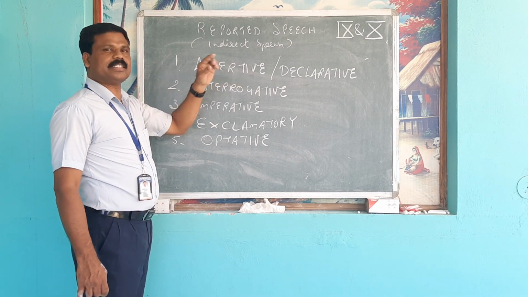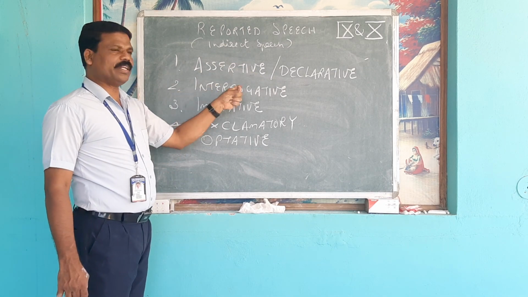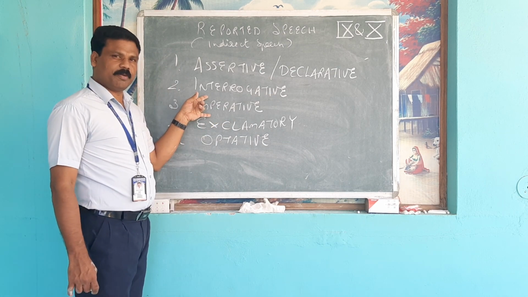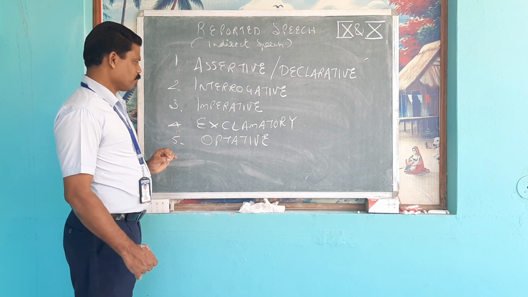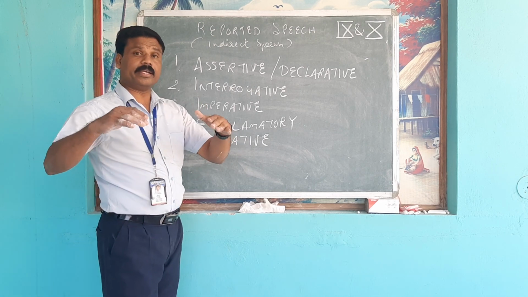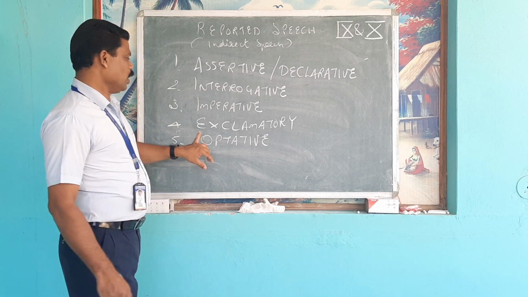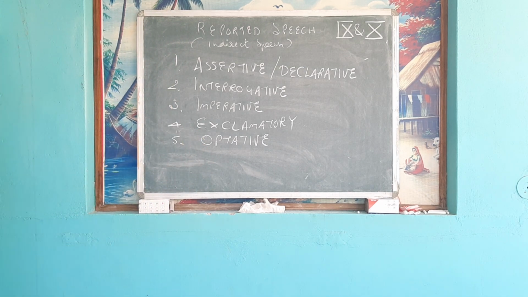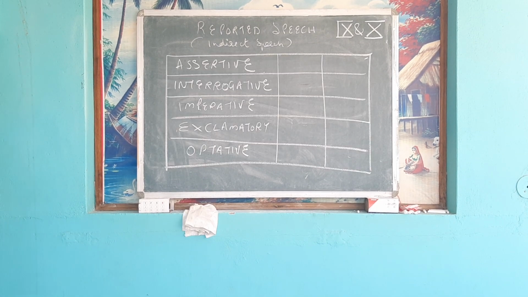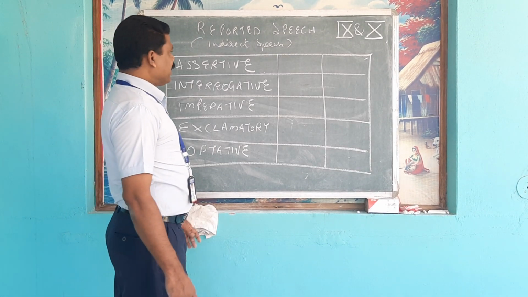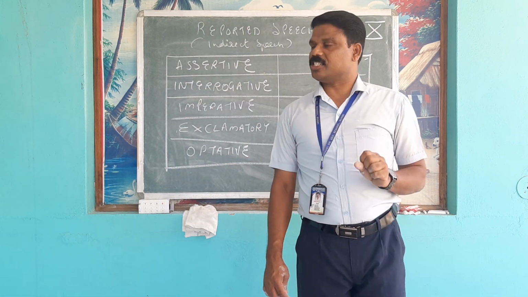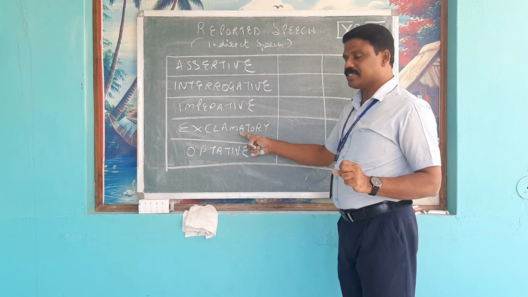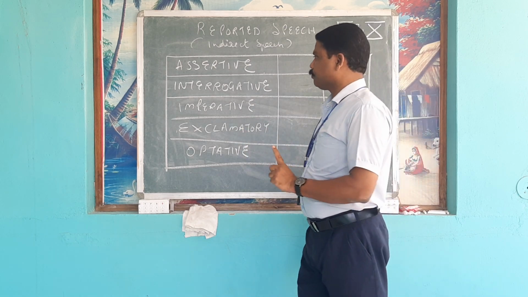Assertive sentence means a statement. Interrogative sentence means a question. Imperative sentence means order or request. Exclamatory sentence shows extreme feeling, surprise. Optative means wish, prayer, etc. So, we have noticed that there are 5 types of sentences: assertive, interrogative, imperative, exclamatory and optative.